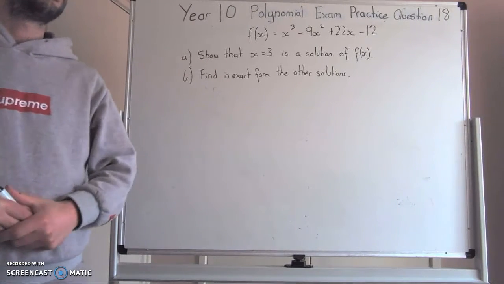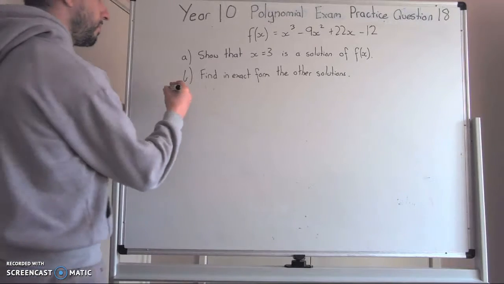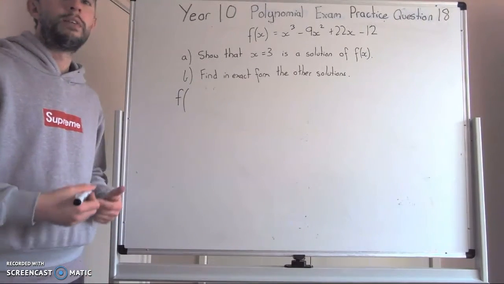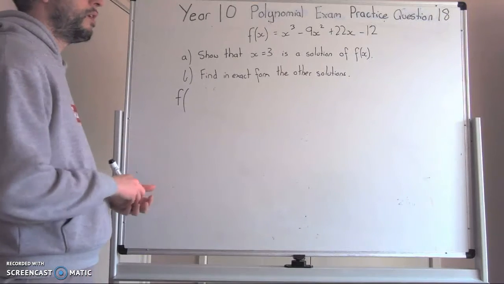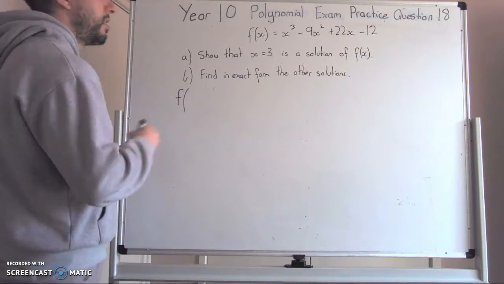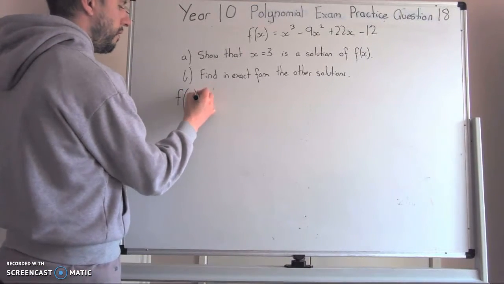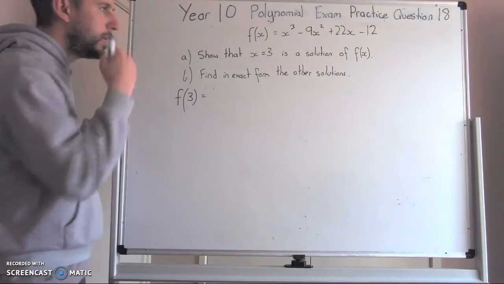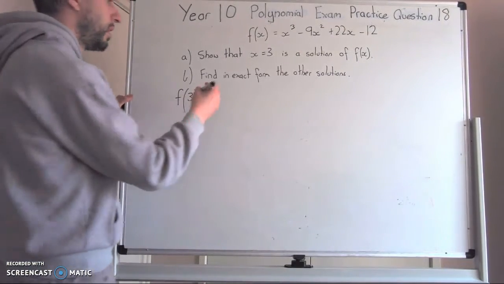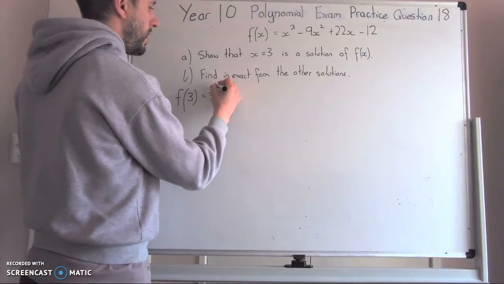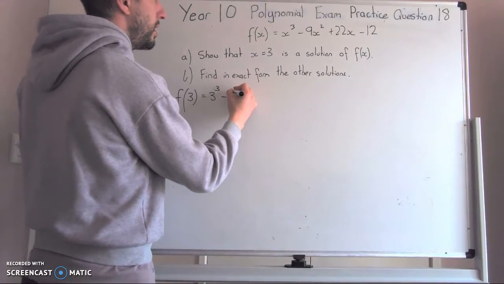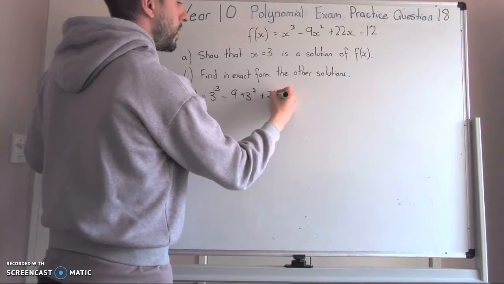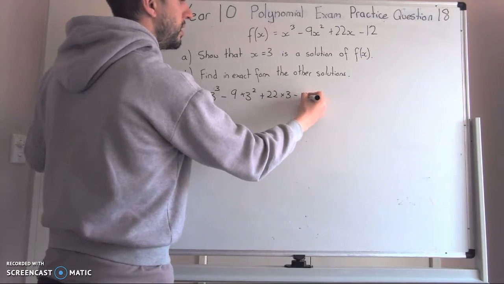x. To show that it is a solution, we are going to use our understanding of factors and use the factor theorem, which means f of 3, if I substitute this in, it should equal 0. So that means 3 to the power of 3 minus 9 times 3 squared plus 22 times 3, take 12.